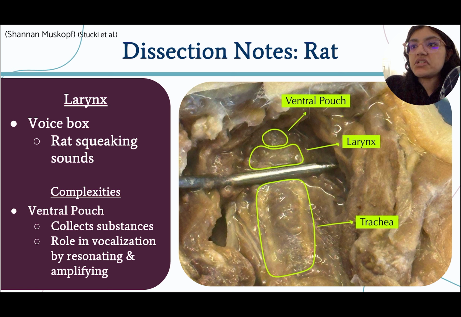Next is the larynx, which is the voice box itself, and this, along with the glottis, is where the sound for communication is created. And in rats, there's a special complexity called the ventral pouch. This has two functions. One, it helps with detoxifying the air that filters through, as it provides additional collection of toxic substances before the air reaches the lungs, but it also aids in communication because it resonates and amplifies any of the vibrations created by the vocal box.